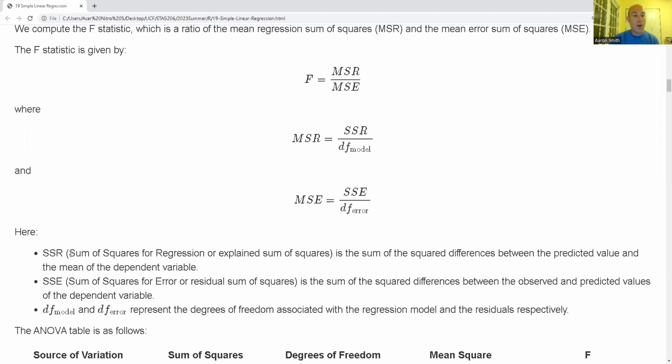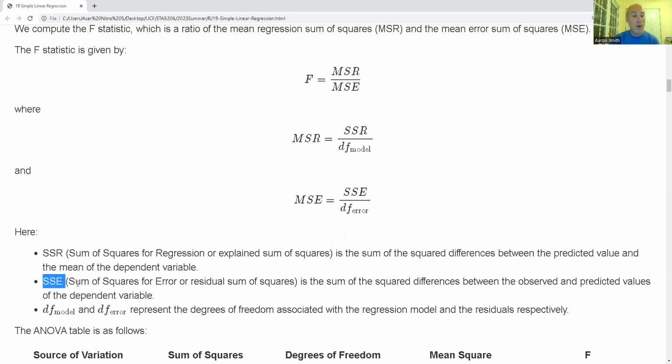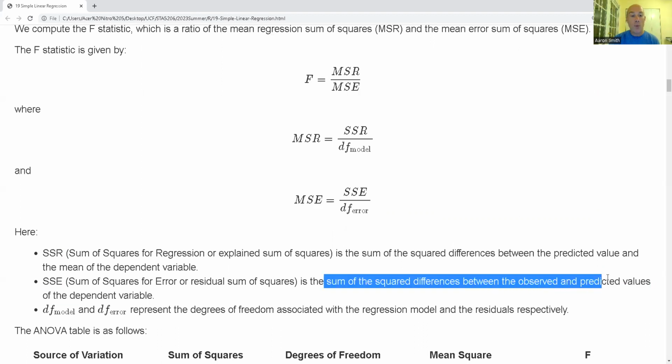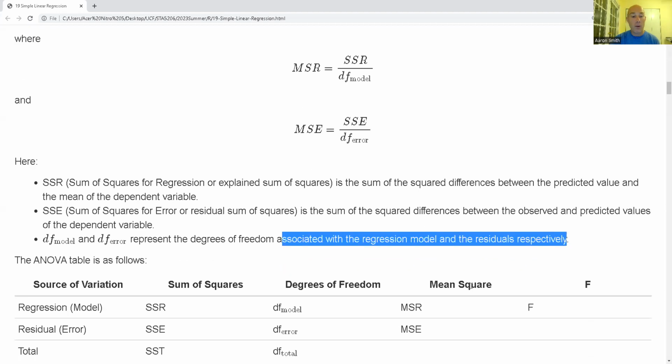So SSR is the sum of squares of regression. This represents the variance that is explained by the model, and it is the difference between the model value and the mean of the dependent variable. Sum of squares error is the sum of the square differences between observed and predicted values of the dependent variable. And my degrees of freedom are associated with the regression model and residuals respectively.